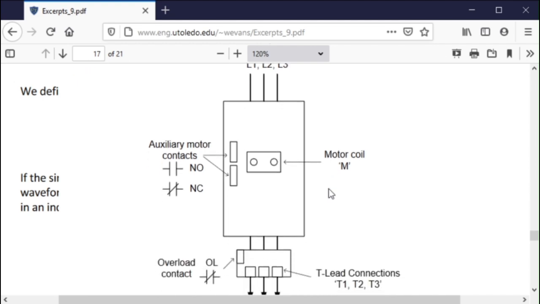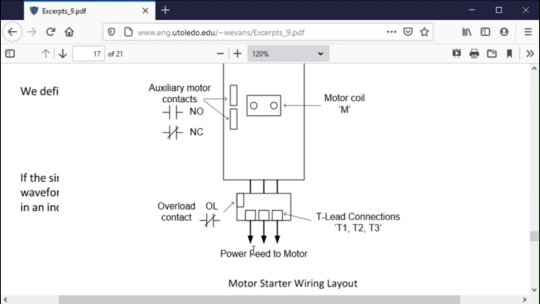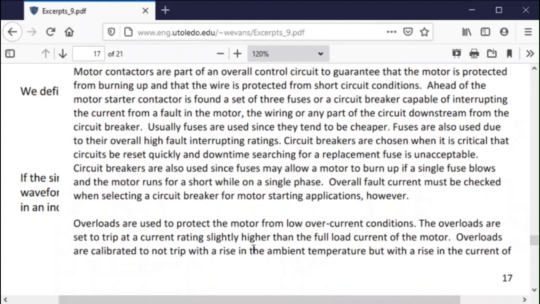So this is pictorially what the various parts of the motor starter are. Your motor coil is right here in the middle. Your auxiliary contacts are over on the side. Your overload contact is down here on the overload block, but it's kind of off to the side. And you can see all these various parts.